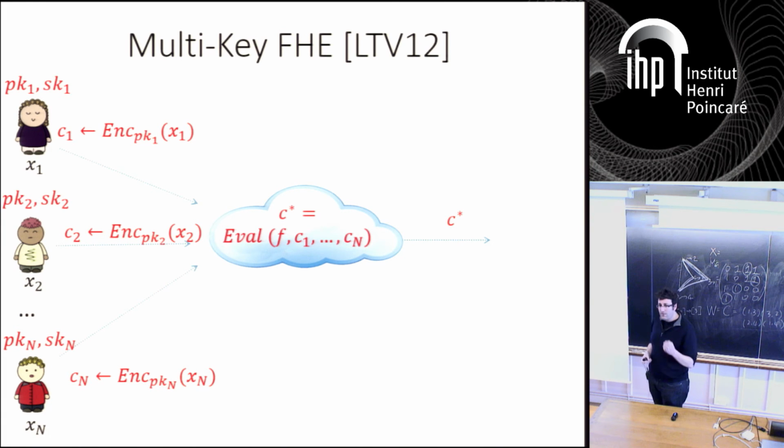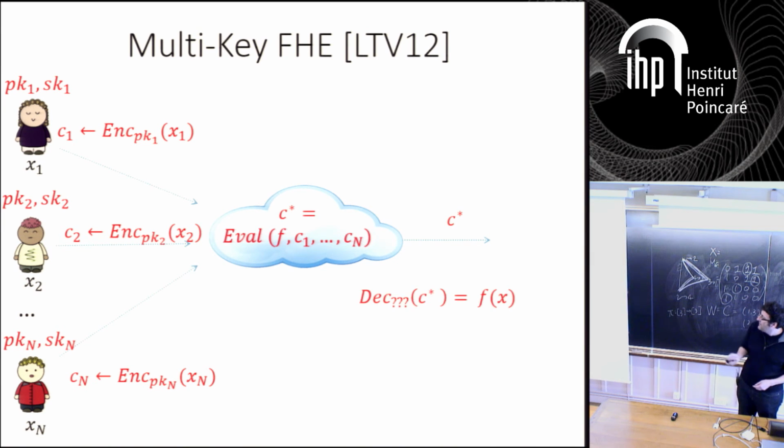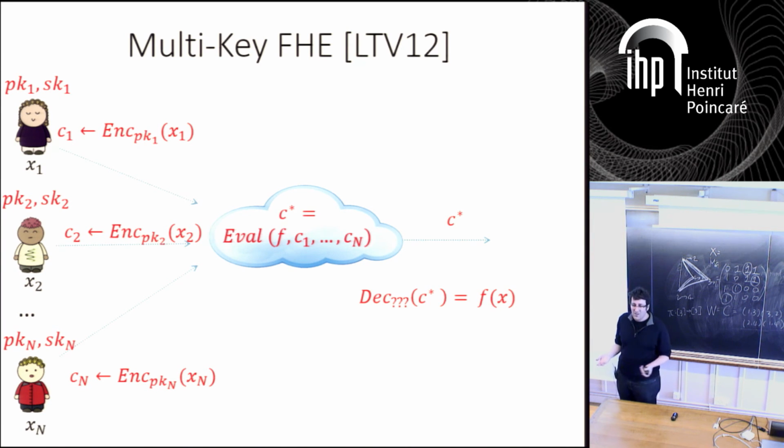And what we'd like is still for the cloud to be able to apply some operation to manipulate these ciphertexts and output an encryption of f of x1 up to xn. So we want to make sure that this ciphertext decrypts to f of x. But under what key? Well, it should be obvious that it shouldn't be under any one of these keys, because if it was, you wouldn't have security. If the cloud was able to get C star to be an encryption of f of all of these inputs under, let's say, secret key 2, then that means that party 2 would learn something about the input of party 1 without having the secret key, right?